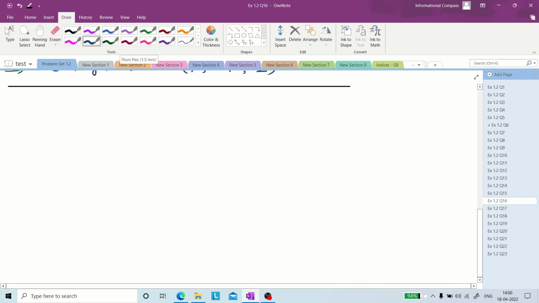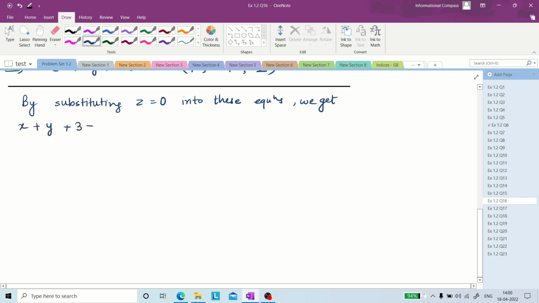So yes, by substituting z equal to 0 into these equations, we get the following. What do we get? x plus y plus 3z equal to 6 intersection x minus y plus z equal to 4. So what is z? z is equal to 0. Am I right? So now you can solve it with me.